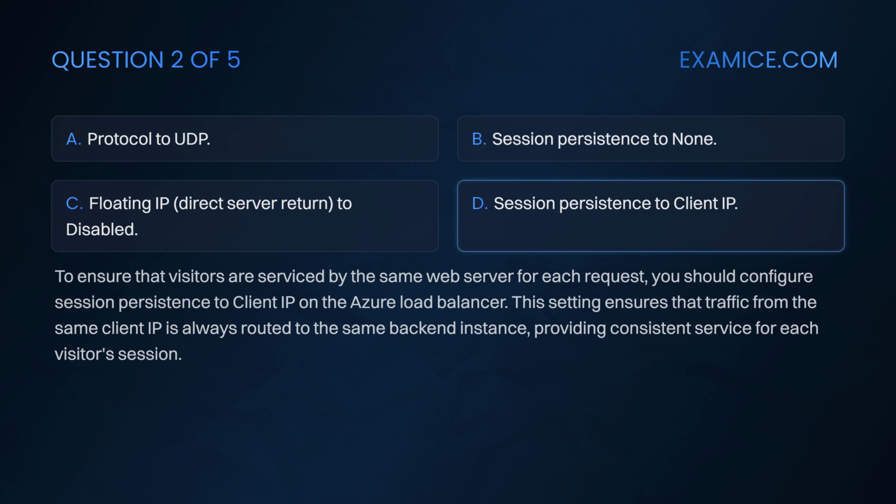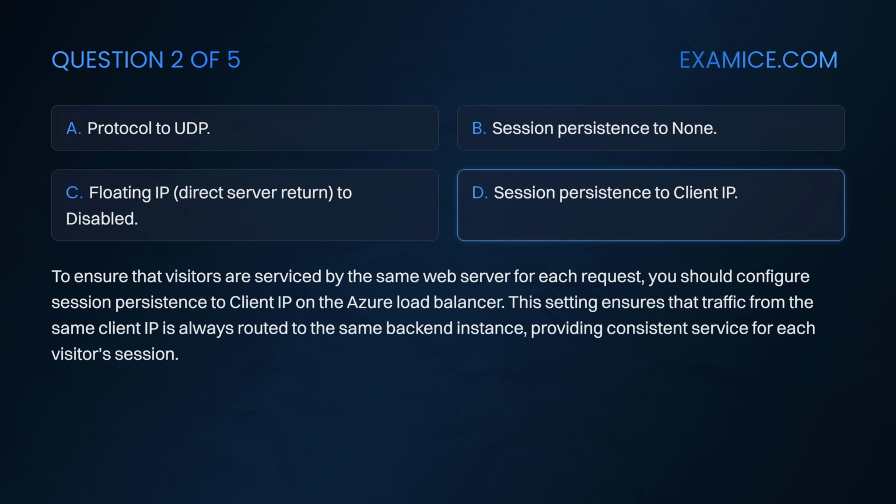To ensure that visitors are serviced by the same web server for each request, you should configure session persistence to client IP on the Azure load balancer. This setting ensures that traffic from the same client IP is always routed to the same backend instance, providing consistent service for each visitor's session.